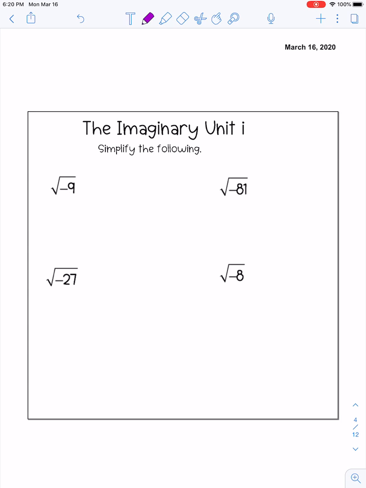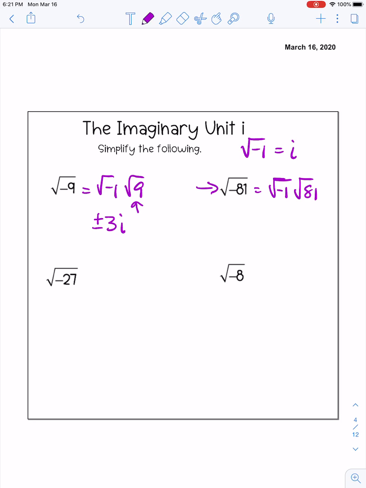So now we can simplify radicals with a negative, because we know that the square root of negative 1 is equal to i, right? So I can rewrite this as the square root of negative 1 times the square root of 9. The square root of negative 1 is equal to i, and the square root of 9 is plus or minus 3, so this is equal to plus or minus 3i. Similarly, for square root of negative 81, I can rewrite that as square root of negative 1 times the square root of 81, and that's going to give me plus or minus 9i. Those are easy because 9 and 81 are perfect squares.